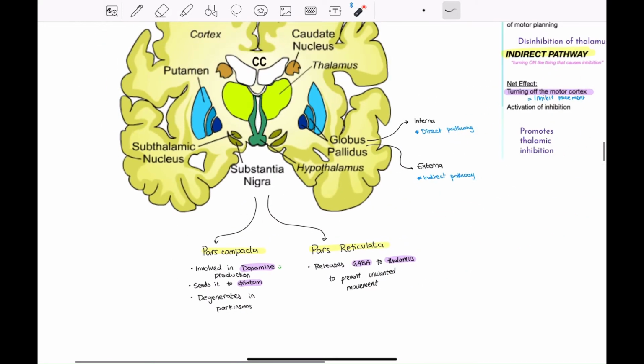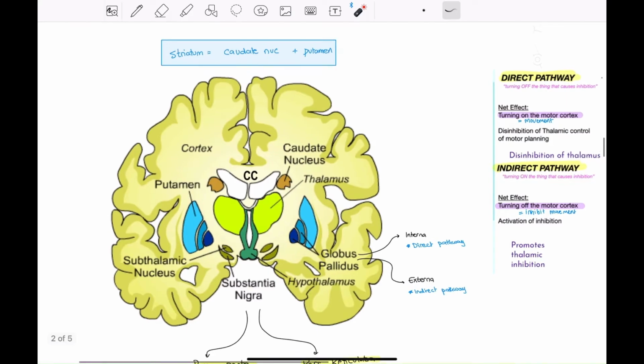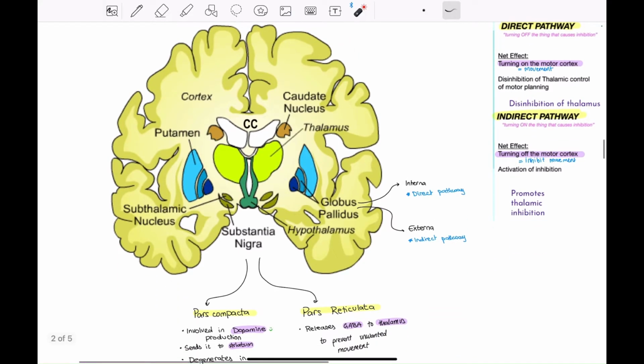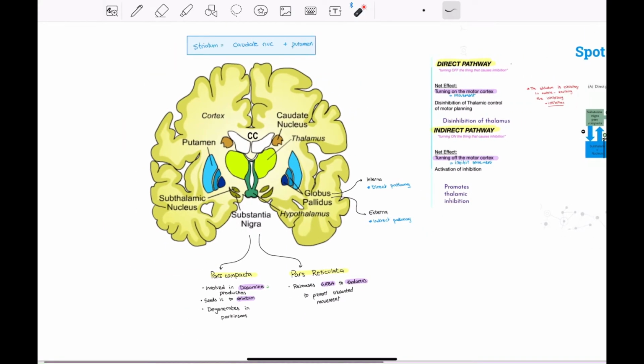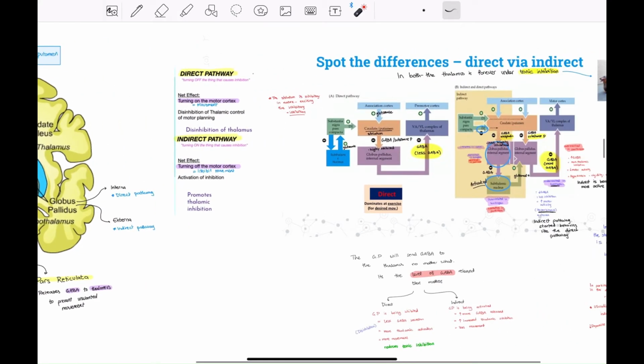Now you're going to ask me, what is the striatum? The striatum is basically the caudate nucleus and the putamen referred together as the striatum. Very important, make sure you memorize. Finally, we have the subthalamic nucleus, which is situated over here above the substantia nigra. Tamam. Now that we're done with anatomy, we're going to move on to physio.